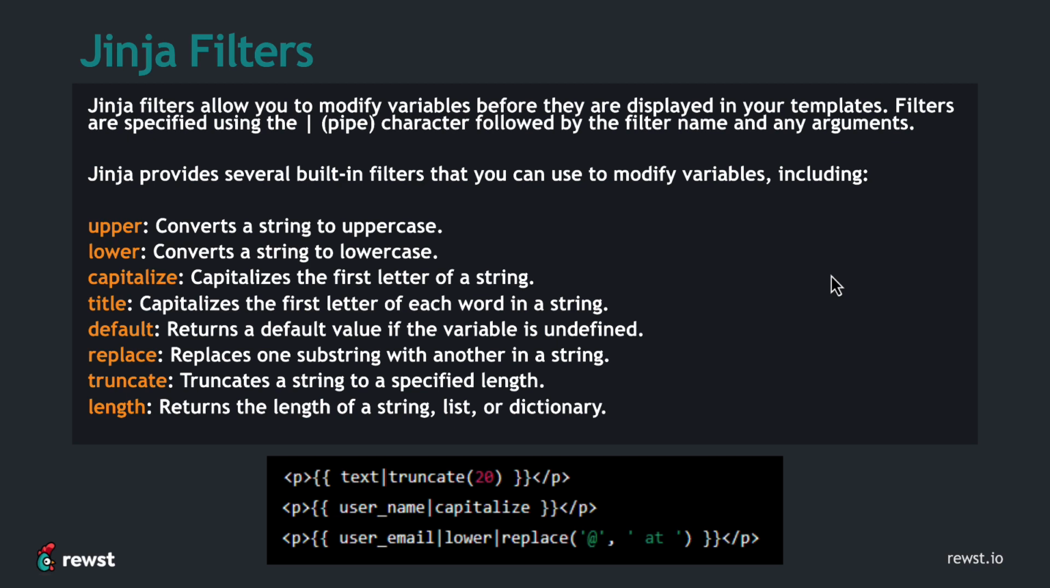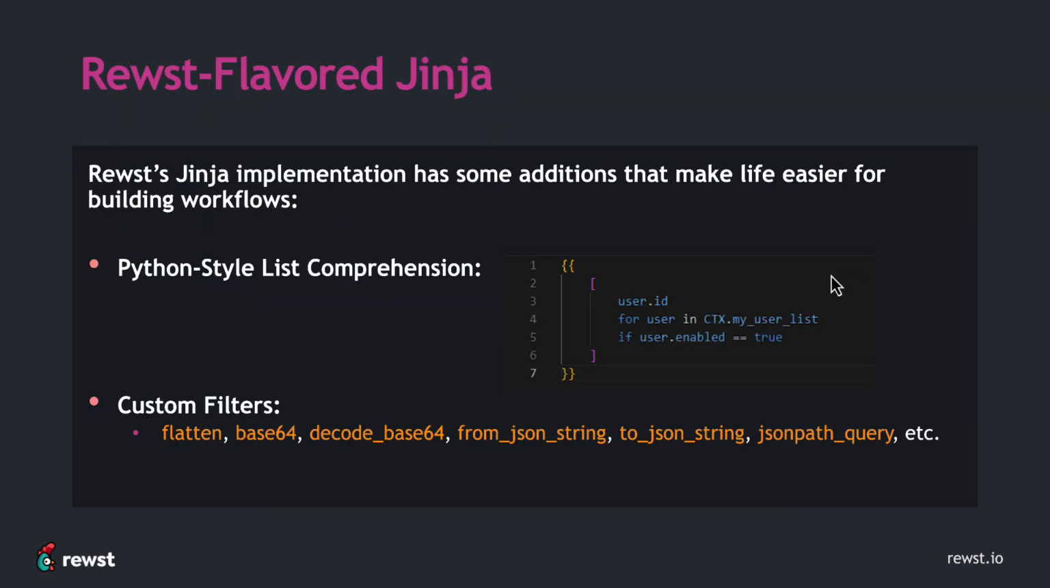The other example here is we're going to take the output of a username or send it to the filter called capitalize using the pipe character, and it will capitalize the first letter of the string. And the last example shows that we can send the output of a variable through multiple filters. So the user's email will be sent through the lower filter, which will lowercase the email, and then it will replace the @ sign with the word @ in the lowercase email. So filters are beneficial because it allows us to implement these commonly used tasks without having to program it ourselves. We've also implemented some filters in the Rewst world, and here are a list of a couple of those.